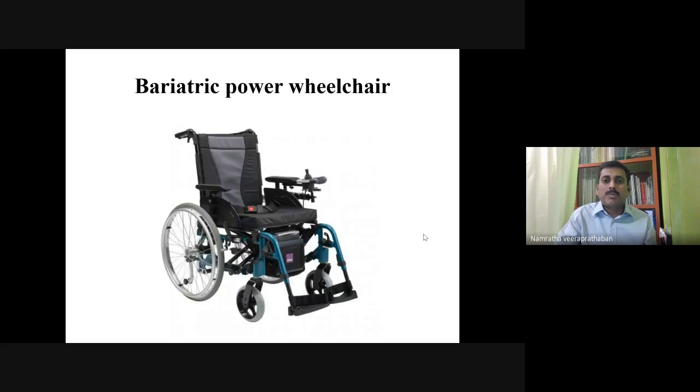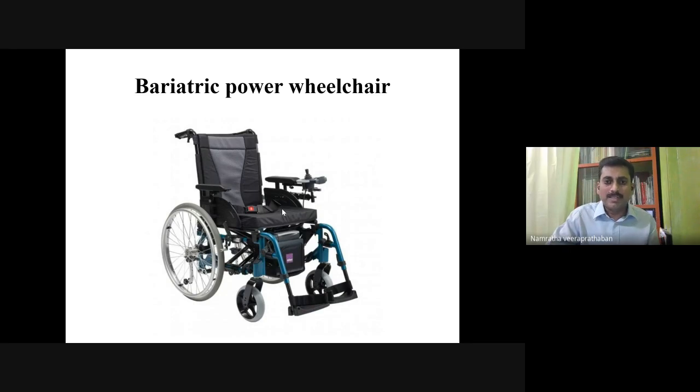And bariatric power wheelchair. If you look here, there is a joystick and there is a battery down. What does bariatric mean? If the seat width goes more than 20 inches, we are always dealing in inches, not centimeters, in our clinic. So any width more than 20 inches is called a bariatric wheelchair. Bariatric can be 20, 21, 22, 23, 24. It goes up to 26 inches width.